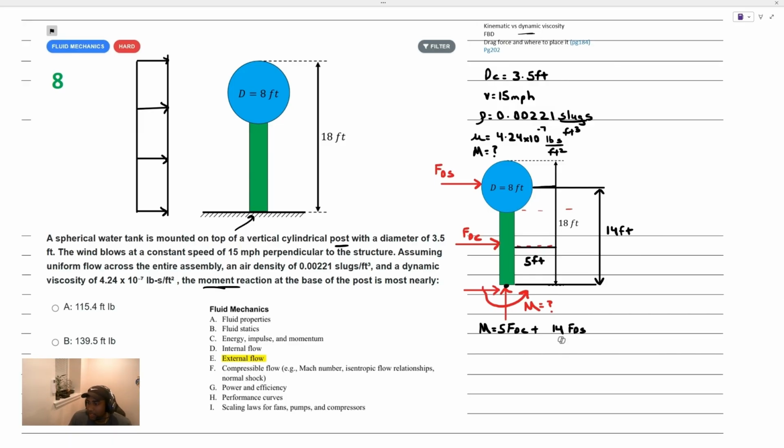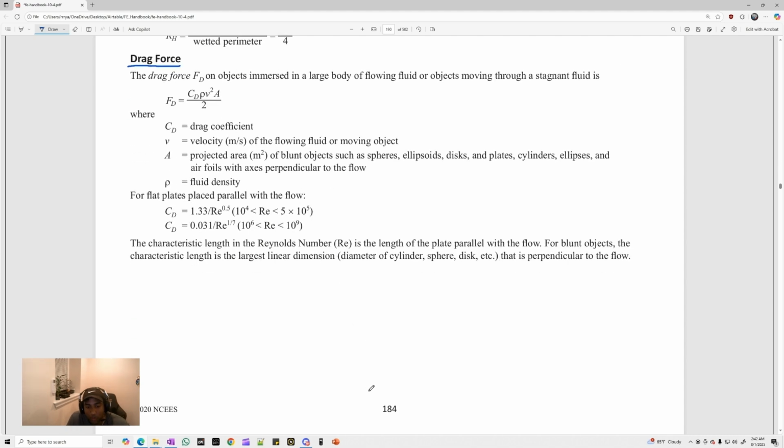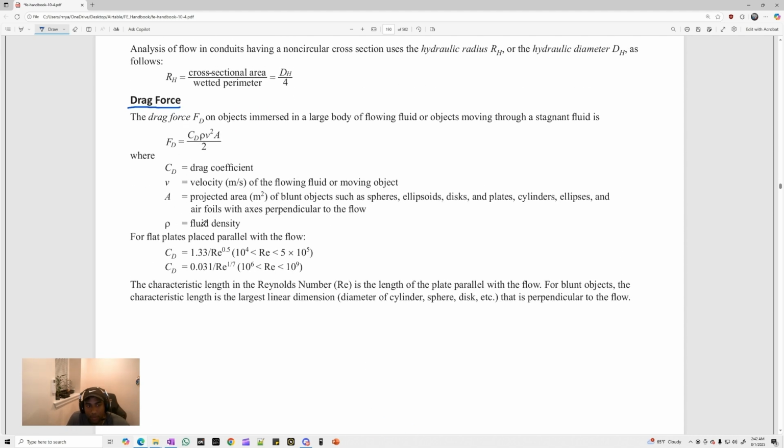Let's go ahead and pull up the FE reference manual here. You can see the first mention of the drag force on page 184 of the reference manual. The drag force is just the dimensionless drag coefficient multiplying the dynamic pressure. The dynamic pressure is rho v squared over 2. That is a concept from Bernoulli's equation. It also shows up in the energy equation.